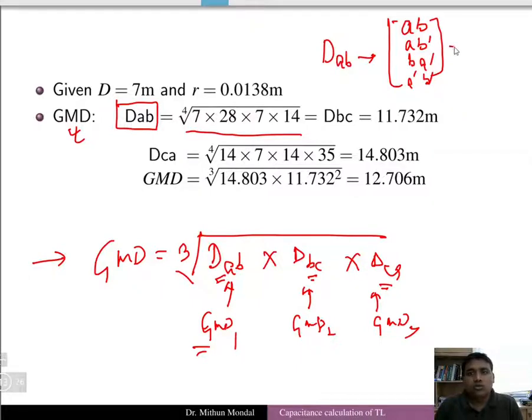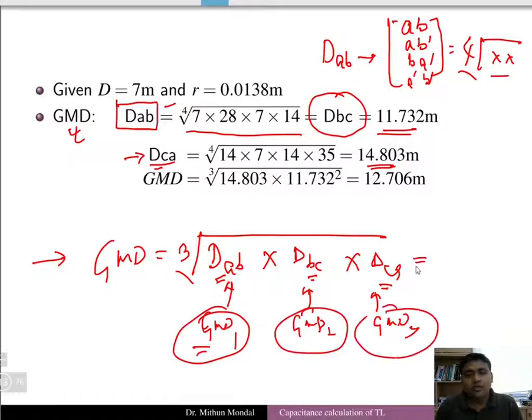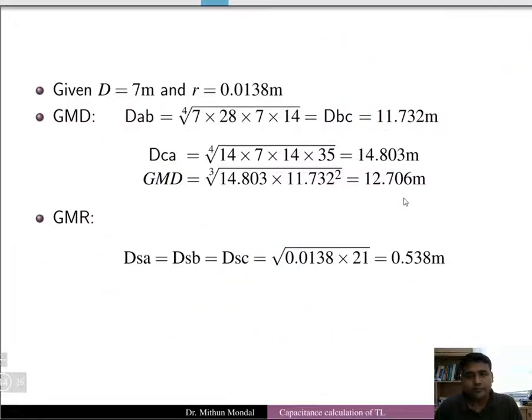So you'll get the 4th root of the product of the distances, so you'll get 11.732. Now again the GMD of BC and AB will be equal, whereas the CA configuration will be different, which comes to be 14.803. Now putting all these individual GMD values that we have obtained, you'll get the total GMD of the line as 12.706 meter.